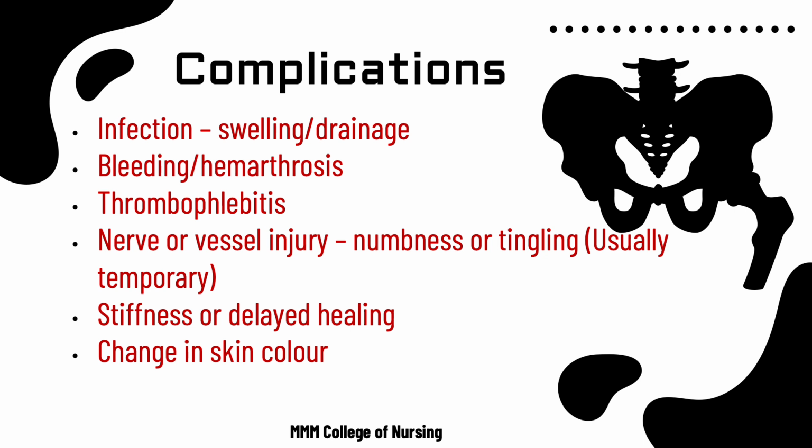The nurse has to watch out for the following complications. The patients also have to be educated on the signs and symptoms of these complications so that they will come back and inform us so that necessary steps can be taken. And the nurse also has to keep the preventive aspects in check. The complications are infection, which can be seen as swelling or drainage from the wound, bleeding or hemarthrosis, thrombophlebitis, nerve or vessel injury, which is manifested by numbness or tingling and is usually temporary, stiffness or delayed healing, and change in skin color.